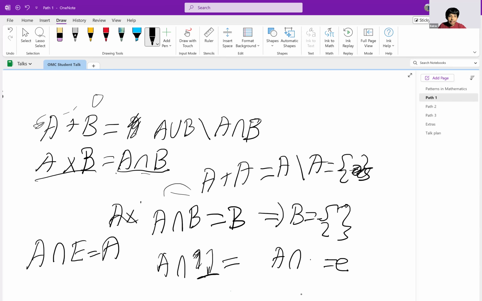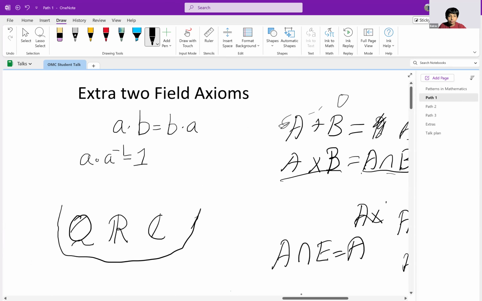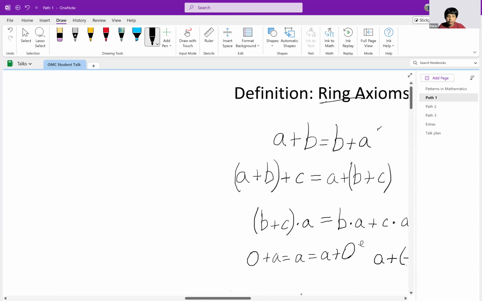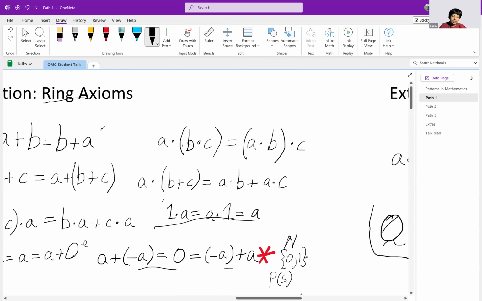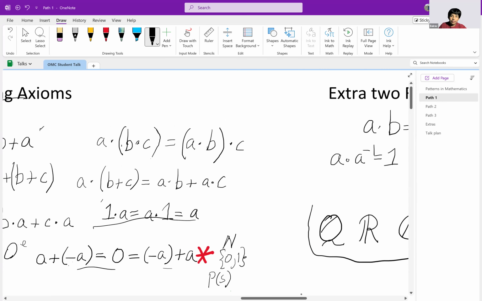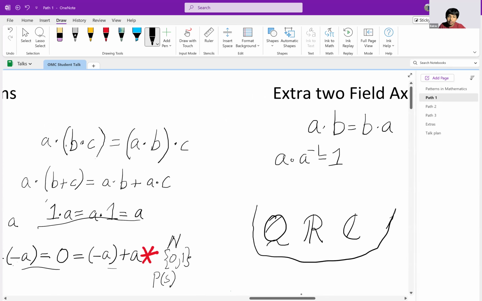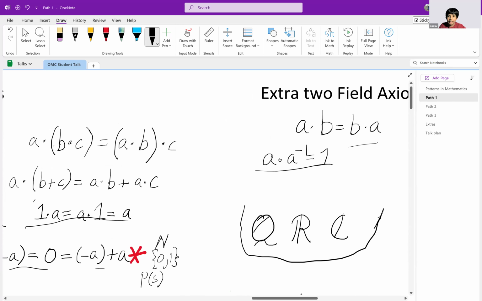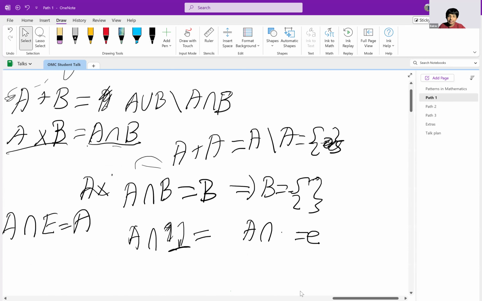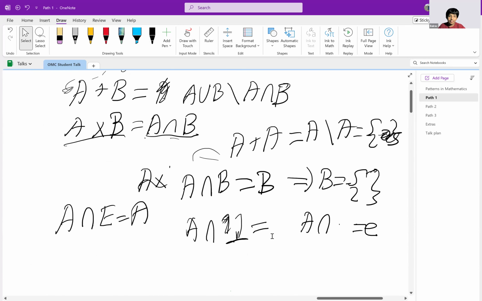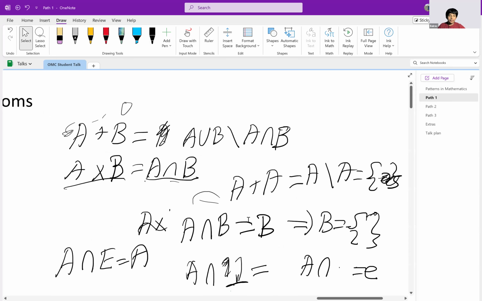This has all the axioms satisfied except for the ones which involve the multiplicative identity element. So those are not there. So yeah, these are quite interesting things. I guess we can take a break here.